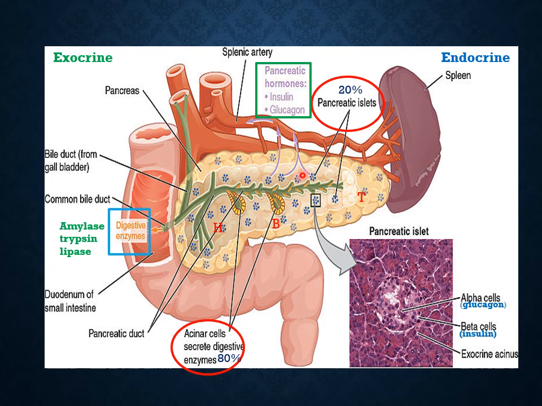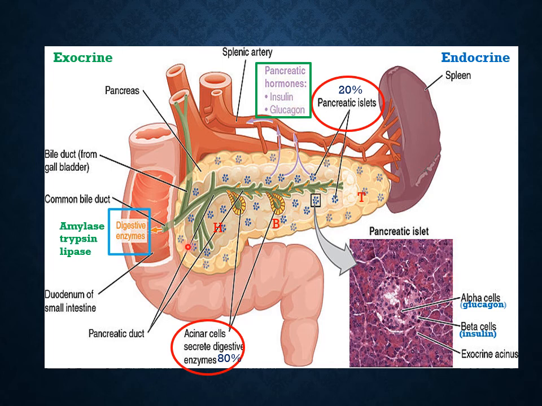The other gland is known as the islet glands, or the pancreatic islets, which constitute about 20% of the cells. The islets of Langerhans consist of two types of cells, the alpha cells which produce glucagon and the beta cells which produce insulin. These two come under the endocrine glands, which produce the pancreatic hormones insulin and glucagon.